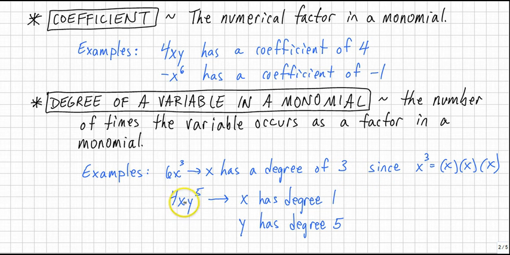Another example, 4xy to the 5th. That's a monomial. It's got two variables though, x and y. Well, x, since it's raised to the first power, there's only one x, so x has a degree of 1. But y to the fifth would be 5 y's. So if we wrote that out, it'd be y times y times y times y times y. It'd be 5 of them, so y has degree 5. So x is degree 1, y would be degree 5 in that example.